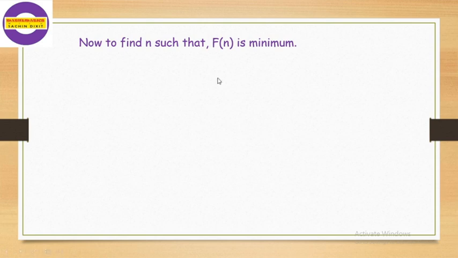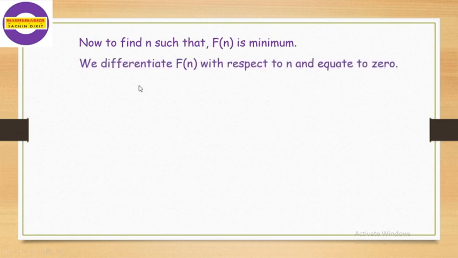That means it is a problem of calculus. We differentiate Fn with respect to n and equate to 0. In calculus, to find the value of minimum or maximum, we take the first derivative and set it equal to 0 and find the value of the corresponding term. That is d by dn of f of n is equal to 0. Now we have to find the derivative of Fn with respect to n and equate it to 0.